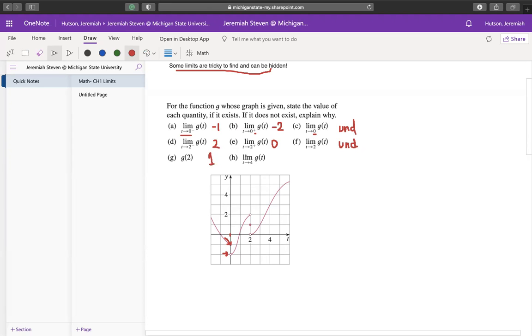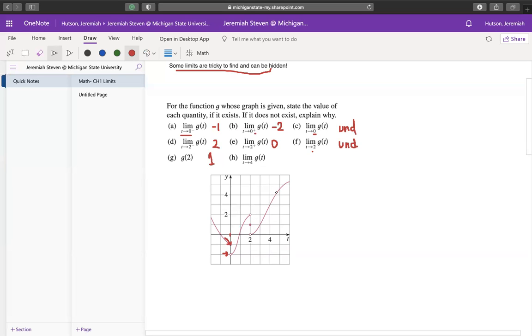Okay. And then finally, h, the limit of g of our function as t approaches 4. So this is 4 from the left and right. This is what we're looking for here and here. Now, if we look at 4, it looks smooth, there's no cuts. It's not jumping like the previous ones we had.